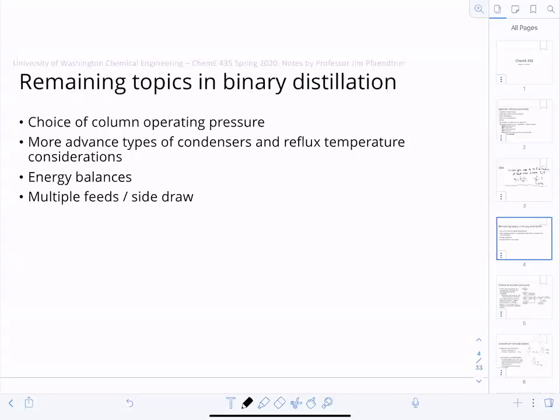Then we'll talk about the column energy balance and make sure you're all on the same page about that, as well as the case when you have multiple feeds or side draws. And then after that, we'll take a break, and then we'll talk about multi-component distillation.